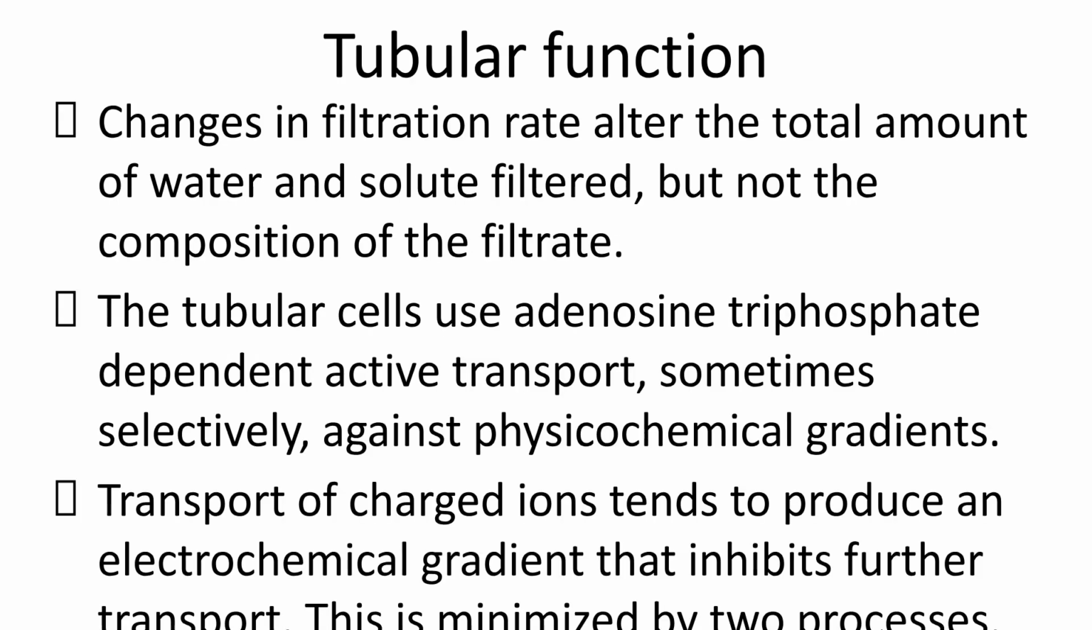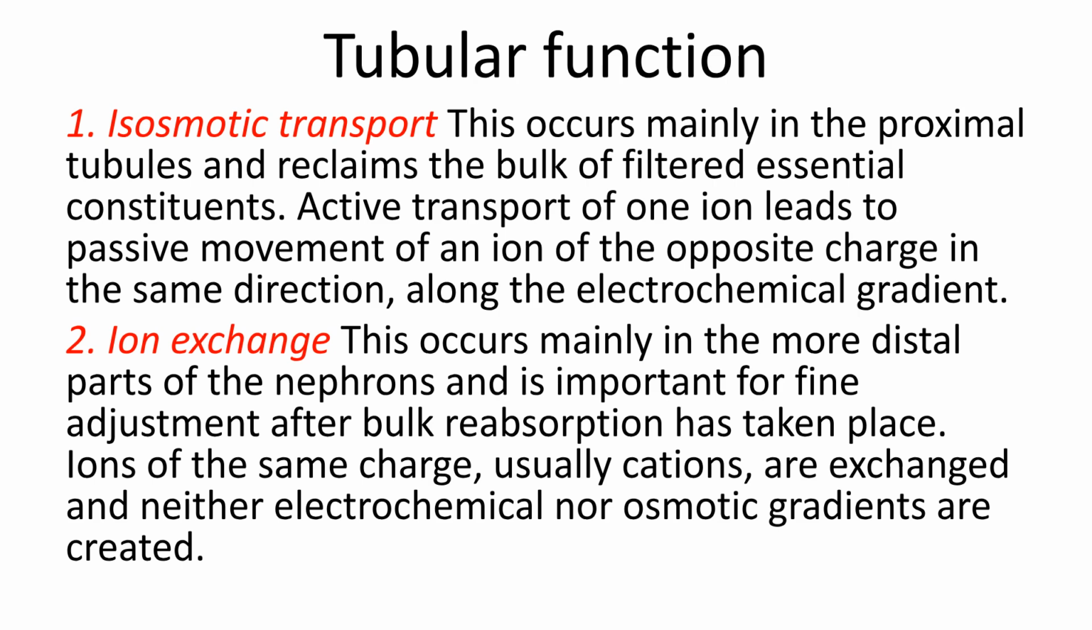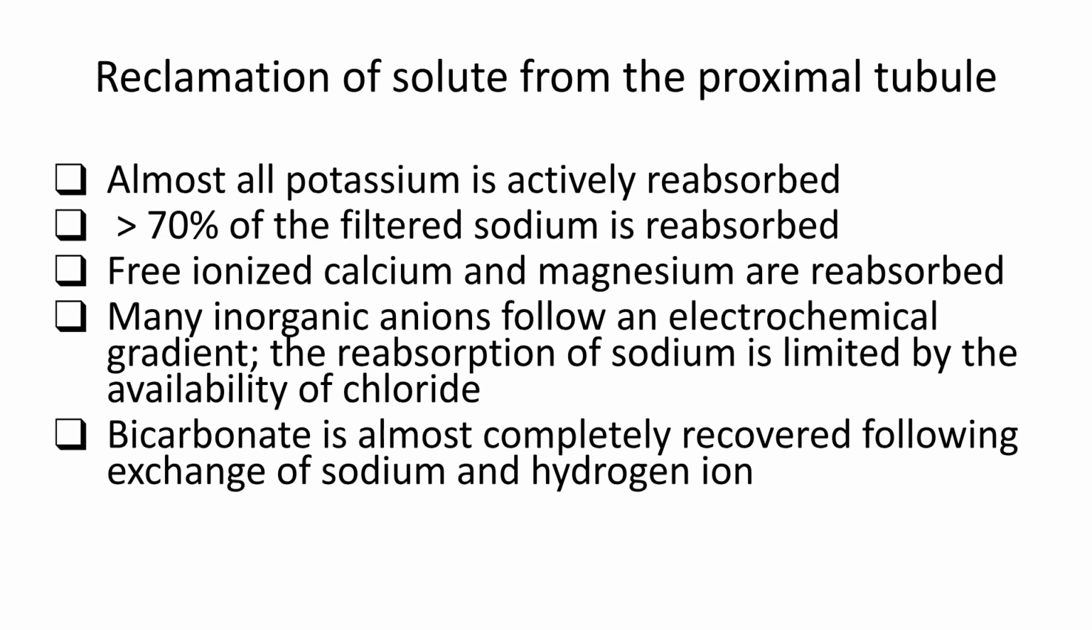In tubular function, changes in the filtration rate modify the total amount of water and solute filtered, but not the filtrate's composition. Tubular cells use active transport, often selectively, against physicochemical gradients. Transport of charged ions can create an electrochemical gradient that limits further transport. This is minimized by two processes: isosmotic transport and ion exchange. Isosmotic transport, mainly in the proximal tubules, reclaims filtered essential constituents. Active transport of one ion causes passive movement of an oppositely charged ion in the same direction. Ion exchange, primarily in the distal nephrons, adjusts fine balance after bulk reabsorption.